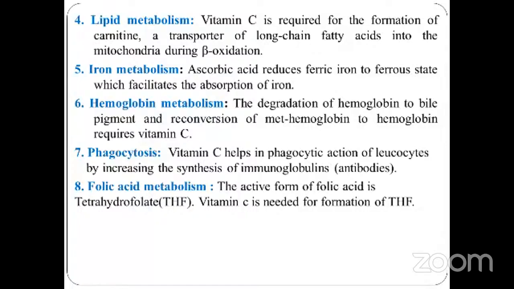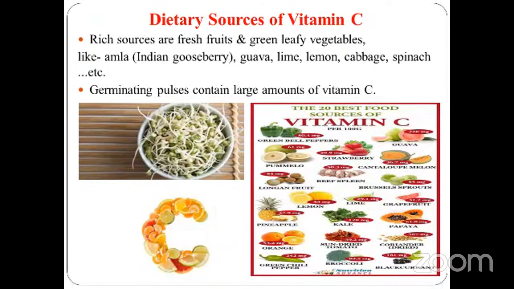Now let us discuss the dietary sources of vitamin C. See, there are so many dietary sources from which we can get vitamin C. The rich sources are fresh fruits and green leafy vegetables, of course, and we all know the richest sources: lemon, lime, guava, amla, cabbage, spinach. These all have a rich concentration of vitamin C. Even germinating pulses contain a large amount of vitamin C. So these are the dietary sources of vitamin C.